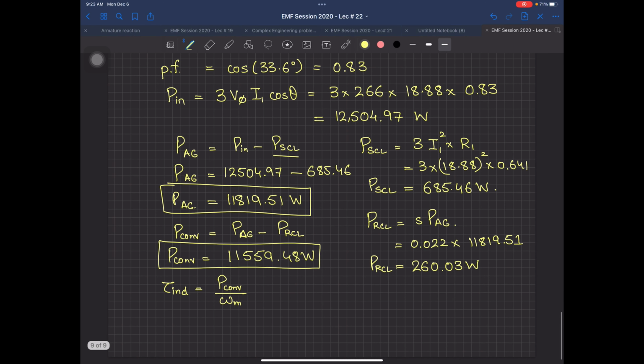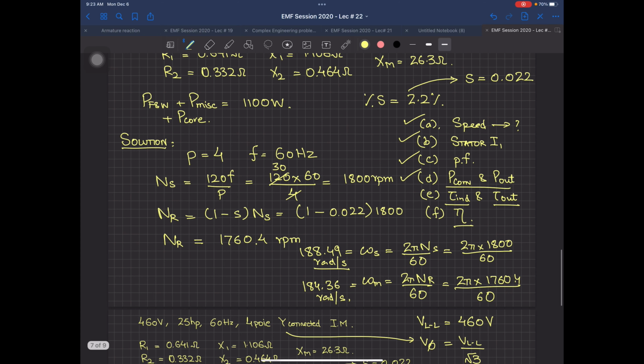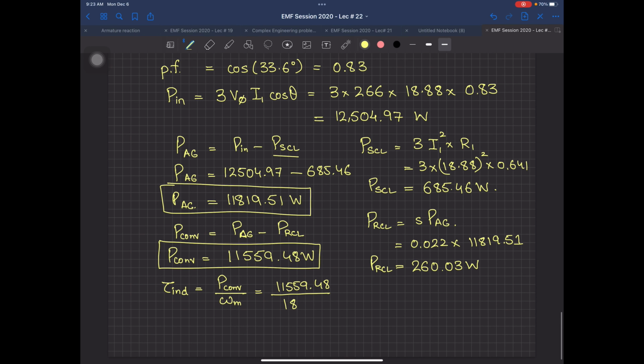So now if I go back over there, what is my P converted? P converted is 11559.48, and I have to divide it by omega m. I have already calculated omega m over here. Omega m was 184.36. So this is 184.36. Please give me the answer. And T induced is 62.61 Newton meter. Please don't miss the units.